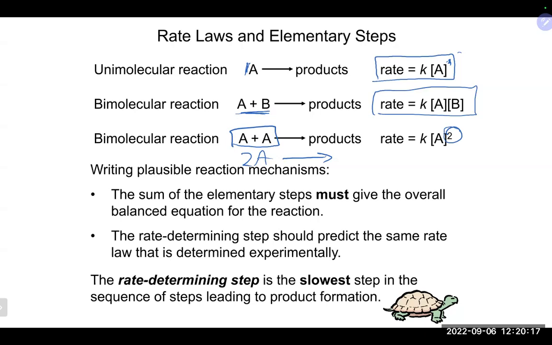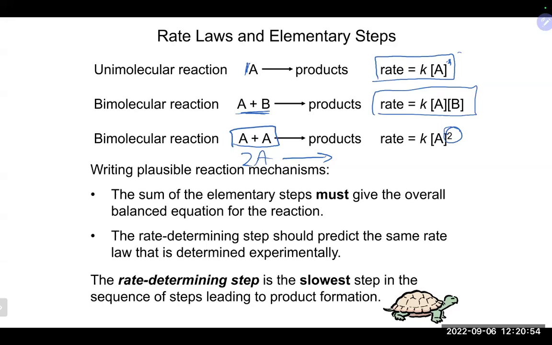So when you look at a mechanism, what are really the two important things to look at to help you determine whether or not this mechanism is a good one or a bad one? The first one is pretty simple. When you take all the elementary steps, so all the individual steps of the mechanism, and you add them together, and you cancel out everything that cancels out, what you are left with should be the exact equation or reaction that you're looking for. So if you add up all the steps of the mechanism and you get the reaction that you're looking for, then it's good so far.